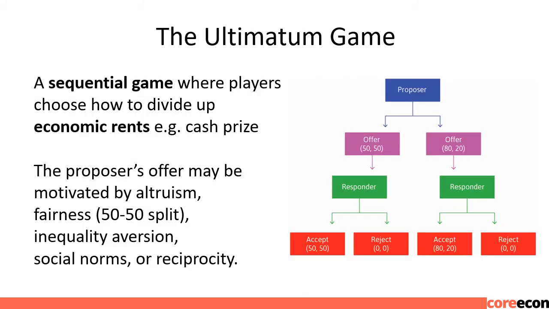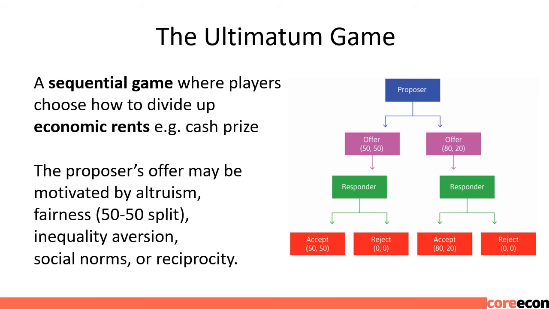The Ultimatum Game, a sequential game where players choose how to divide up economic rents, for example a cash prize, is a good example of real-life situations involving strategic social interaction. The figure shows the game tree. The game tree is a useful way to represent social interactions because it clarifies who does what, when they choose, and what the results are. We see that in the Ultimatum Game, one player, the proposer, chooses her strategy first, followed by the responder.